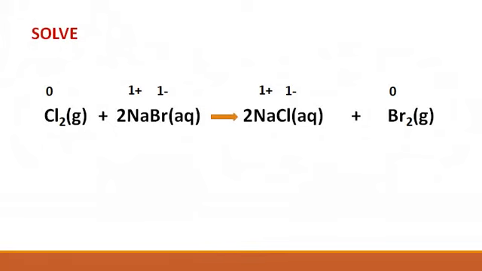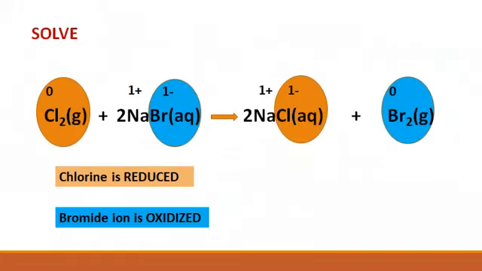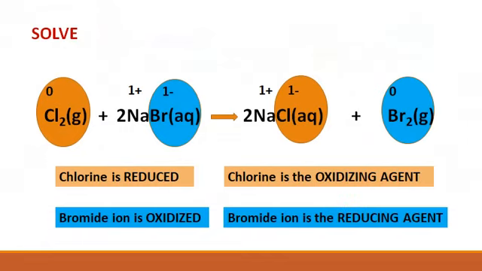For the second equation, when chlorine reacts with 2 moles of sodium bromide, the products are 2 moles of sodium chloride and bromine. The oxidation number of chlorine in the reactant is 0, while sodium is 1+ and bromine is 1-. In the product, sodium has a charge of 1 positive, while chlorine has a charge of 1 negative, and bromine is 0. This is a single replacement reaction. The chlorine is reduced. The bromide ion is oxidized. This is a redox reaction. Chlorine is the oxidizing agent. Bromide ion is the reducing agent.